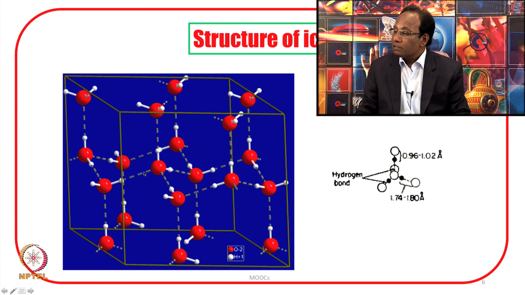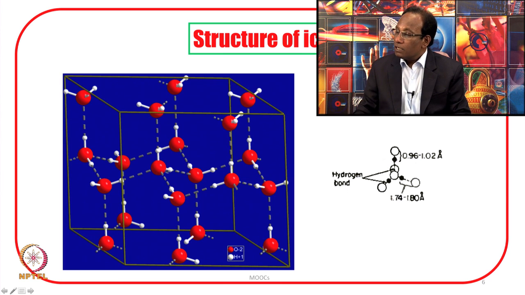And since there are interstitial spaces, there are voids, the density of ice is smaller than the density of liquid water. We will soon discuss the structure of liquid water, and if the density of ice is less than the density of liquid water, that is why ice will float in water. So, what is the structure of liquid water?